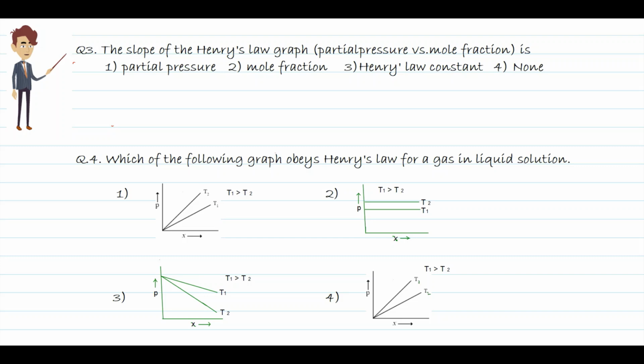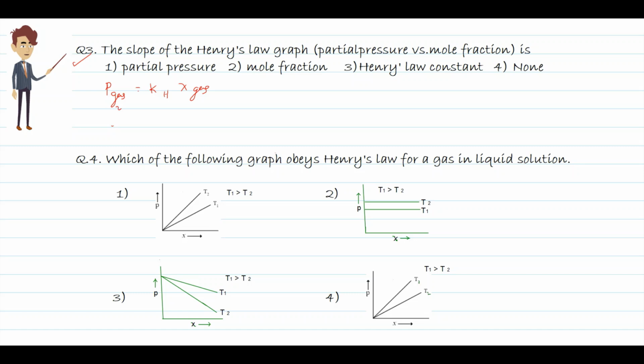Let's move on to question 3. Slope of the Henry's law graph, partial pressure versus mole fraction, is. We have already seen Henry's law equation. Partial pressure of the gas equal to Kh chi gas. Partial pressure of the gas equal to Henry's law constant into mole fraction of the gas.